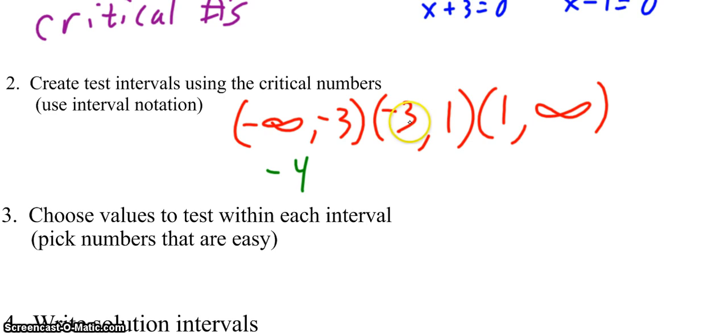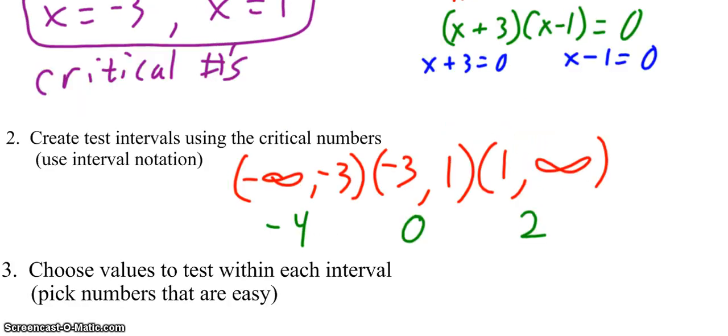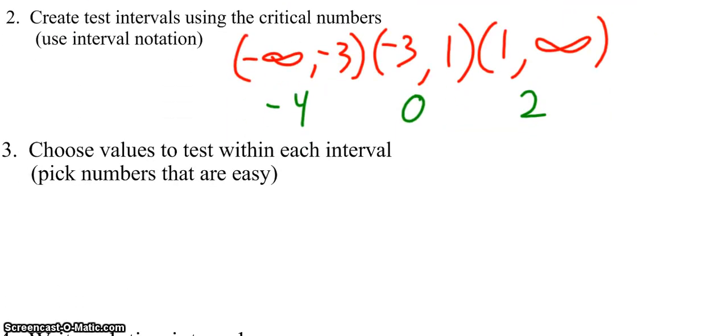Now I want to pick a number that's between -3 and 1. The easiest number to pick is 0. Now I want to pick a number that's between 1 and infinity. The easiest number to pick would be 2. Okay, so now what are we doing with these numbers? We're actually going to test them in the original inequality. And what we're looking for is, does it make the inequality true?